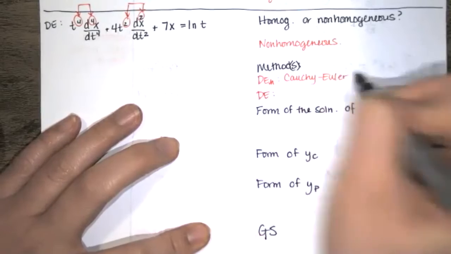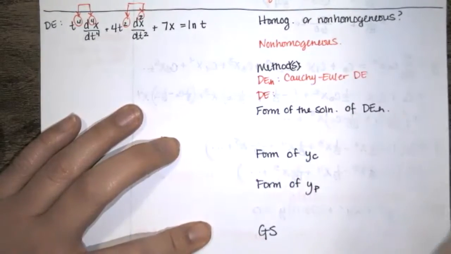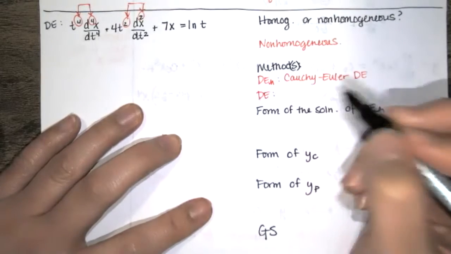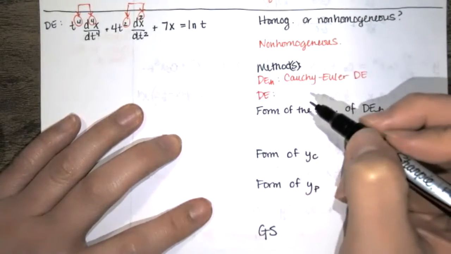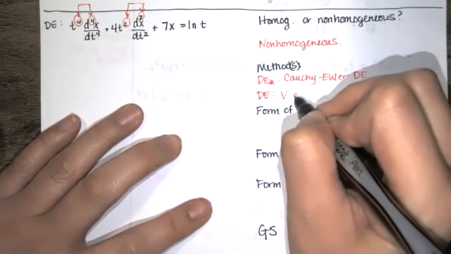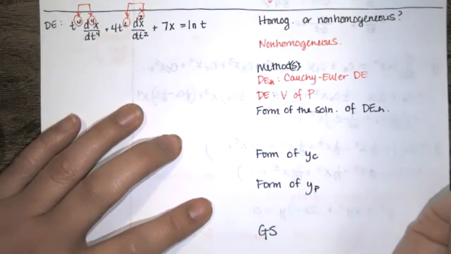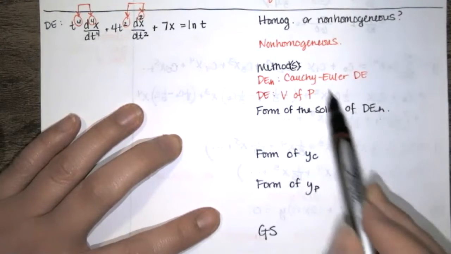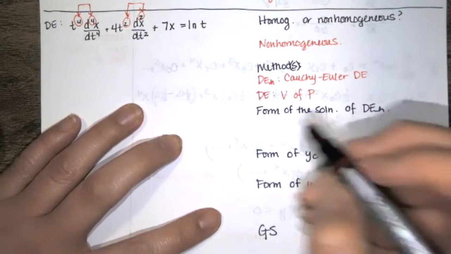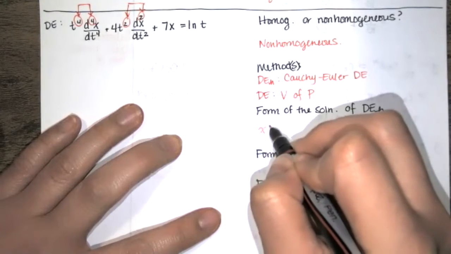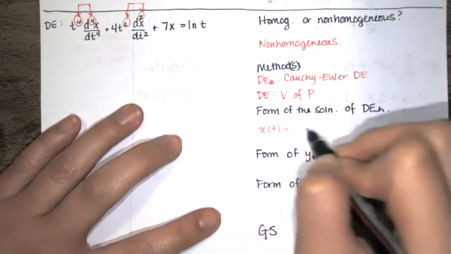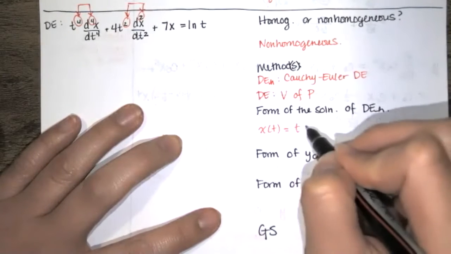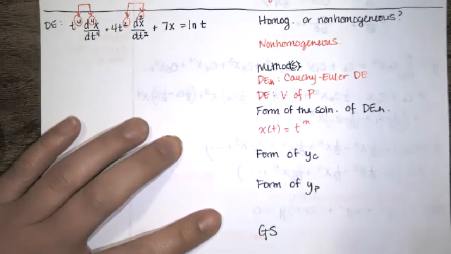And since the coefficients depend explicitly on t, we can't use the method of undetermined coefficients to solve the corresponding non-homogeneous equation. So we have to use variation of parameters here. Now, the form of the solution of the corresponding homogeneous equation is the form of the solution for a Cauchy-Euler DE. So here we're going to let x be a function of t, and rather than having y equals x to the m, we're going to have x of t equals t to the m.